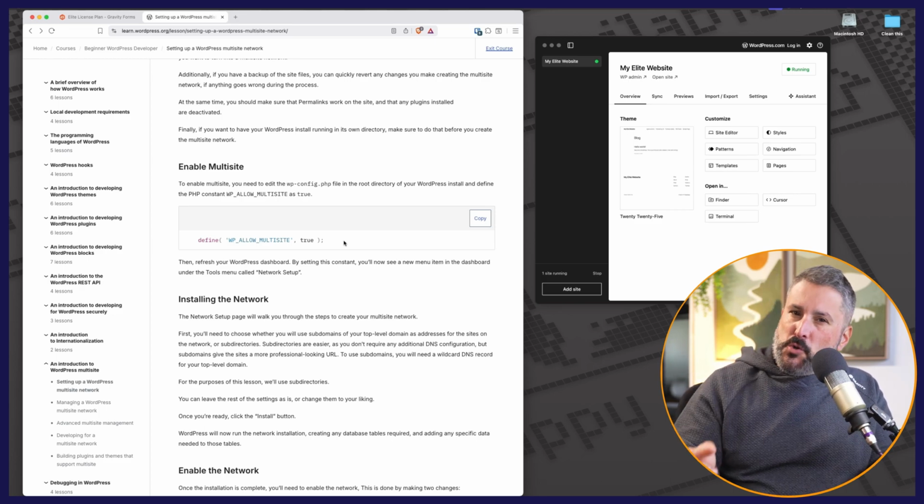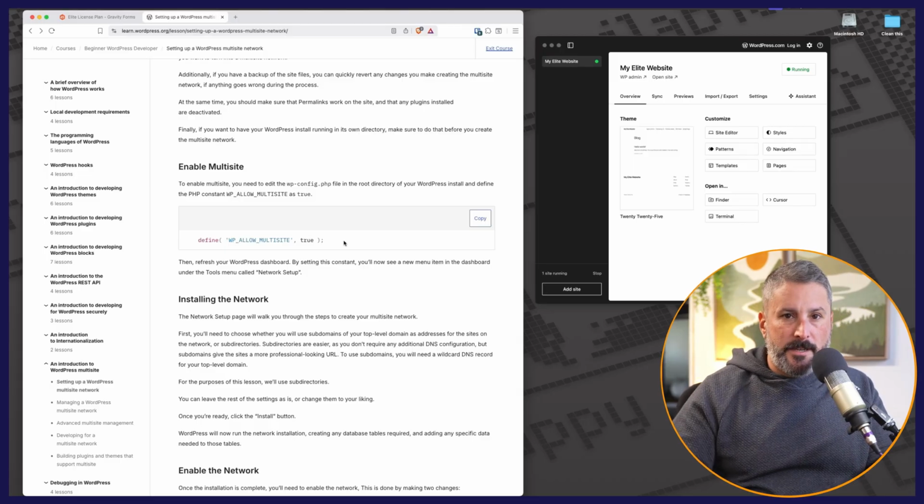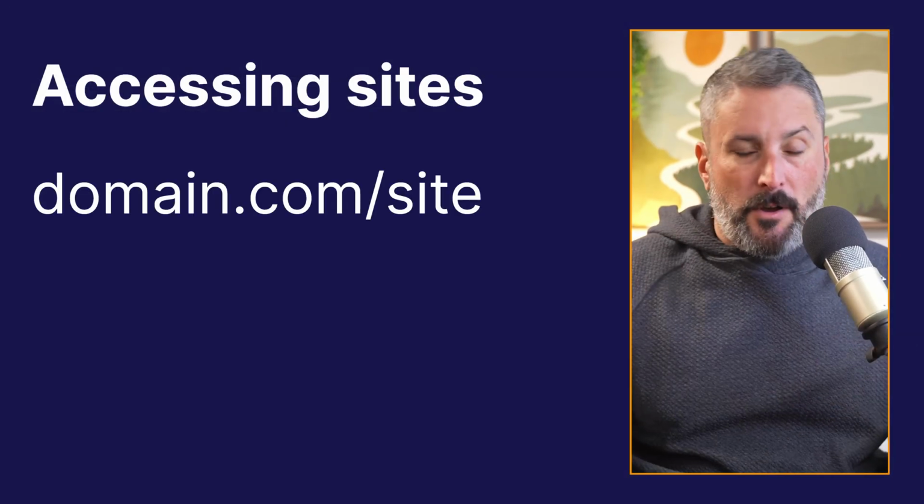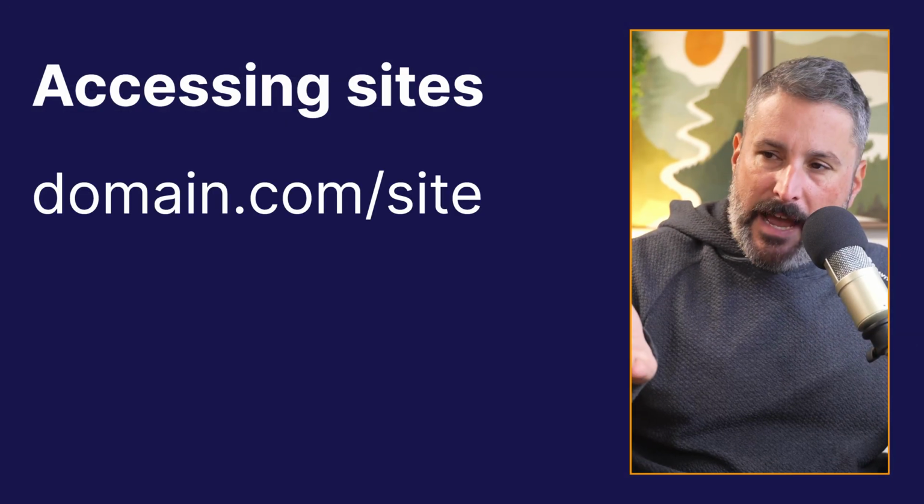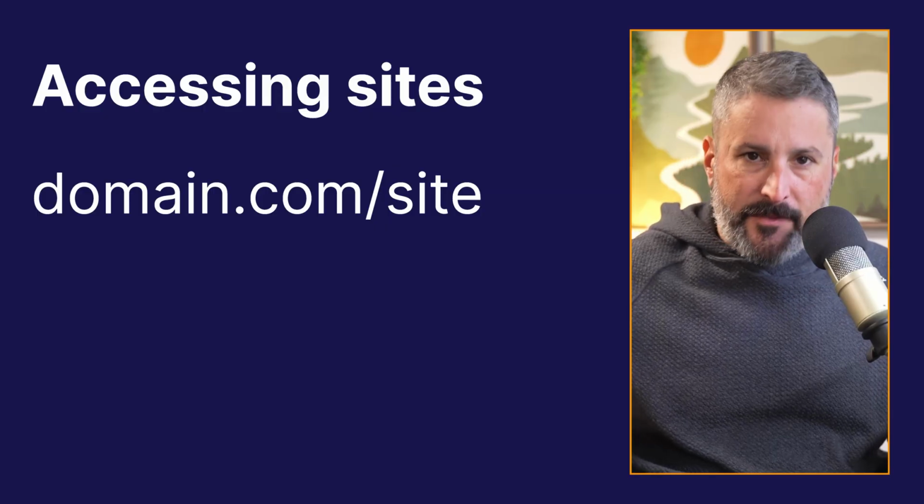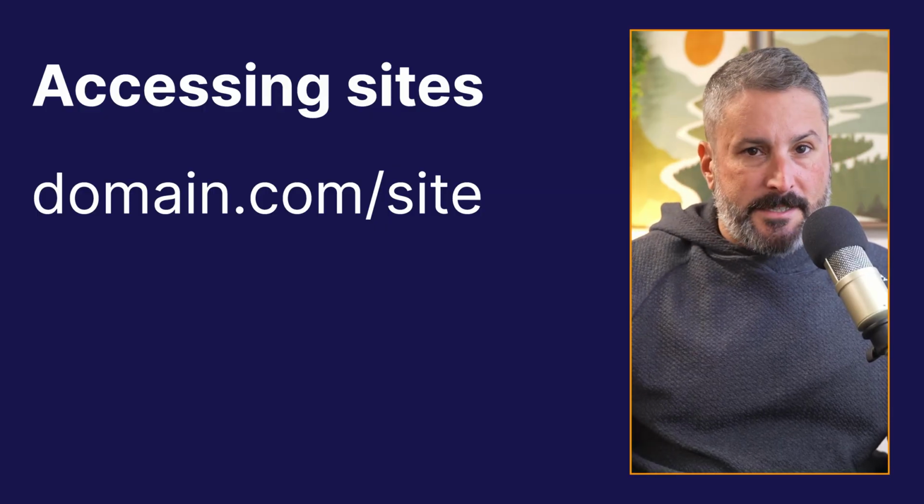And then there's two default ways that you would access these multi-sites. It would be the domain name of your WordPress website, now / folder name or path name. That's one way to access a multi-site.